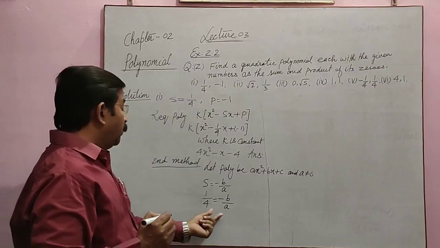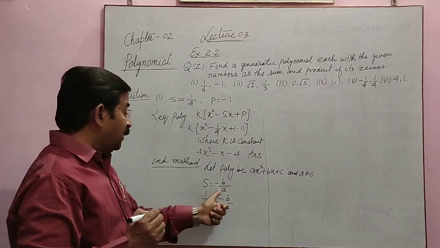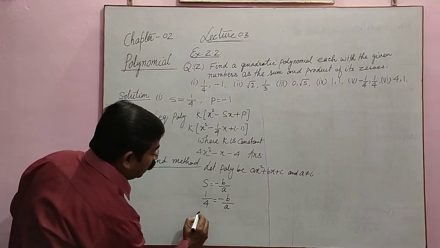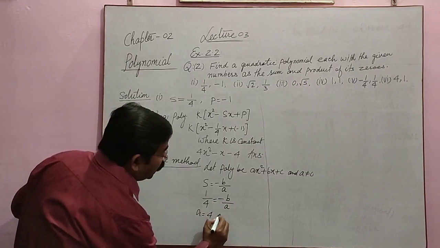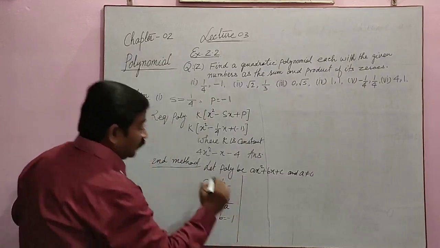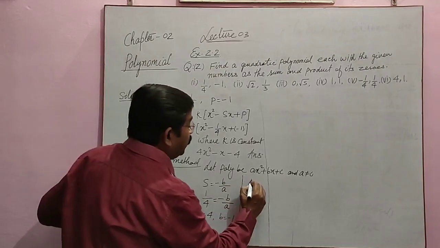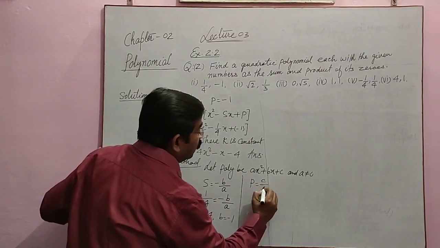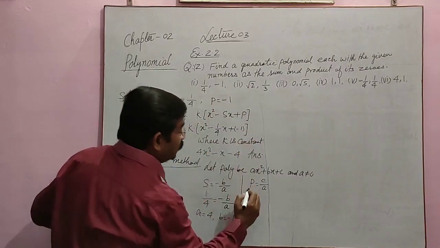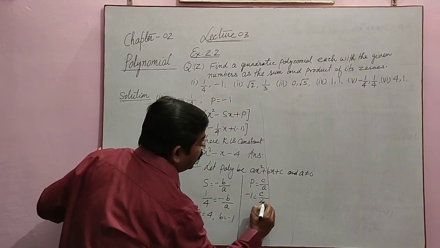Now we compare both sides, numerator with numerator and denominator with denominator. So what we have, a is equal to 4 and b is equal to minus 1. Now we have got the value of a and b. Let's see, p is equal to c upon a, and p is given minus 1. Minus 1 is equal to c upon a, a is 4.